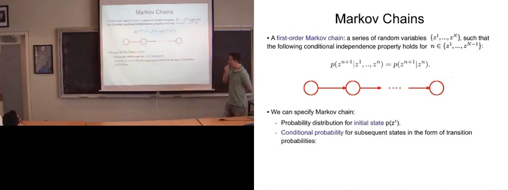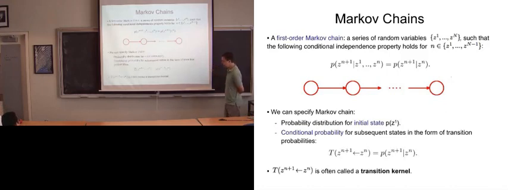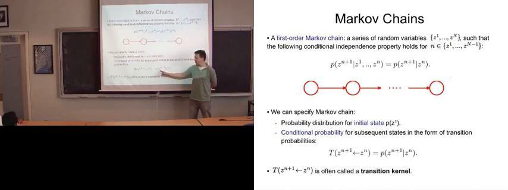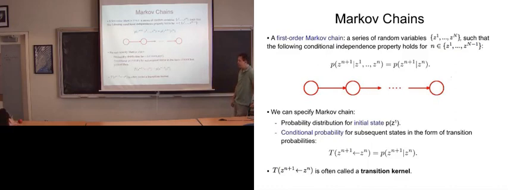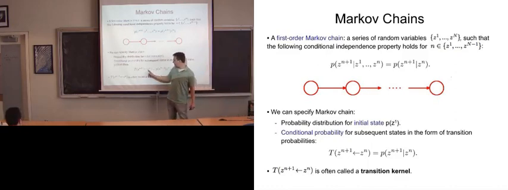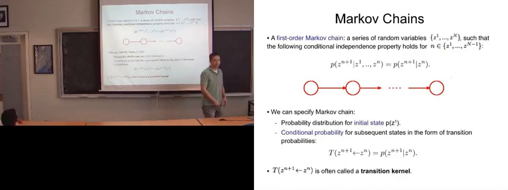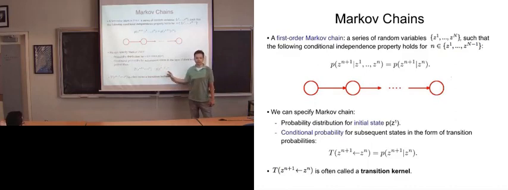And then we're going to be specifying conditional probability for subsequent states in the form of transition probabilities. So these are going to be the conditional probability of Zn plus 1 given Zn. And we're often going to be using T notation for the transition kernels. So sometimes people think of T as the probability of going from Zn to Zn plus 1. Okay? Think of these transition kernels as conditional probabilities. It's just in our notation, sometimes it's going to be easier to use T as a transition operator.